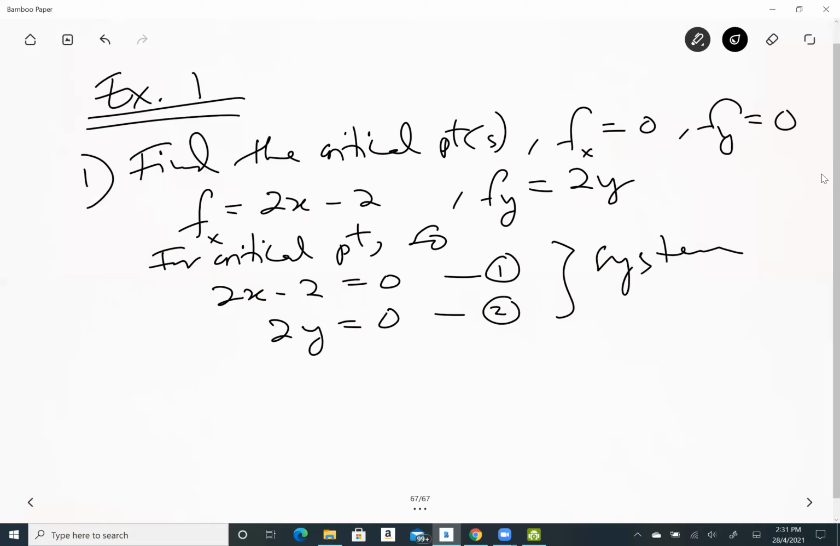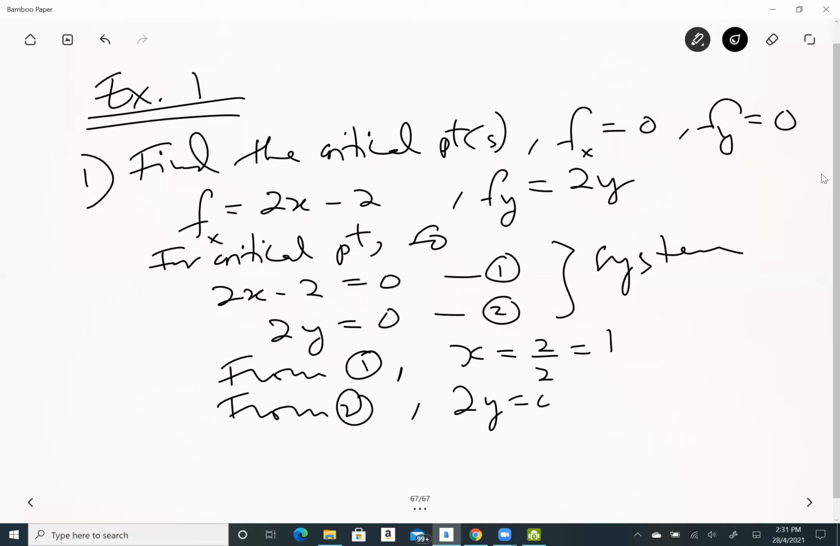So here you have a system of equations, and the system is very simple. You can do it directly from 1 and 2 to get the values of x and y. So from number 1, I get x. What is x? x equal to 2 over 2, that is equal to 1. And then from number 2, I can get the value of y. 2y equal to 0, y equal 0. So I have x0, y0. And of course, you can find the value of z0.